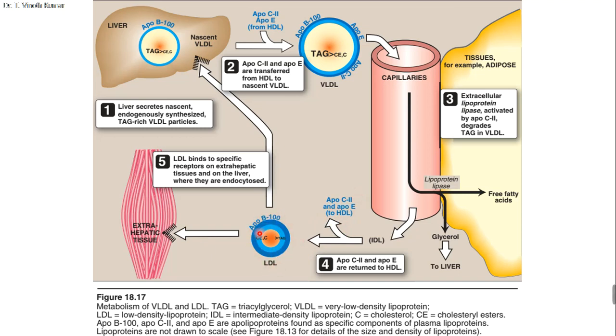This LDL has B100, which binds to specific receptors in extrahepatic tissues and on the liver, where they are endocytosed, either in extrahepatic tissue or in the liver. That means either muscle or liver. They have the receptor, and this receptor is very specific for apolipoprotein B100. It specifically binds to the receptor of the muscle and also the liver for further endocytosis and metabolism. So this is the fate of synthesis and degradation of VLDL.